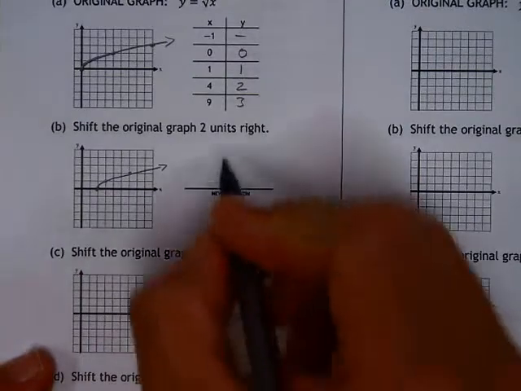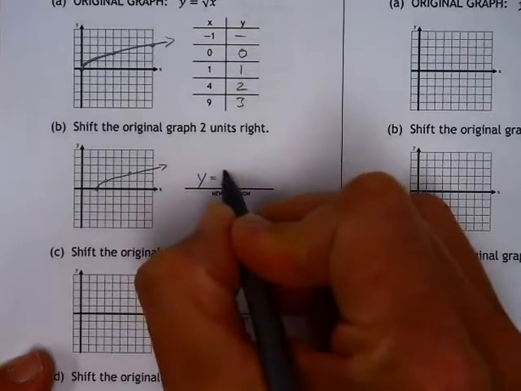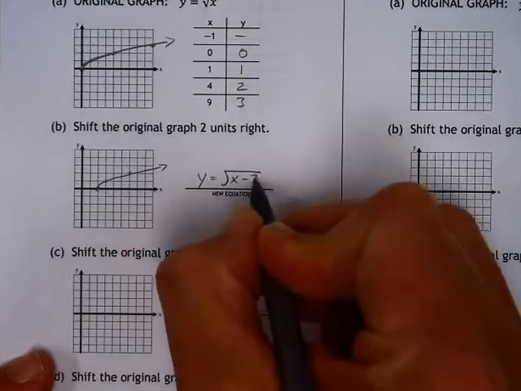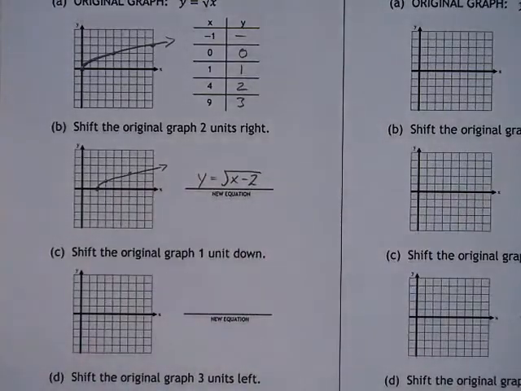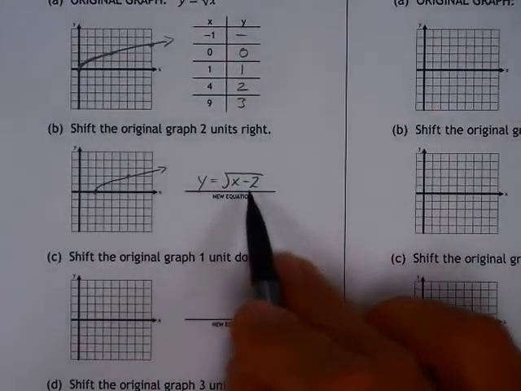Now the new equation that we have discovered, or will discover, is the square root of x minus 2. Shifting something 2 units to the right, remember on the inside of the parentheses is the opposite of what you would think. So to the right is a minus 2.